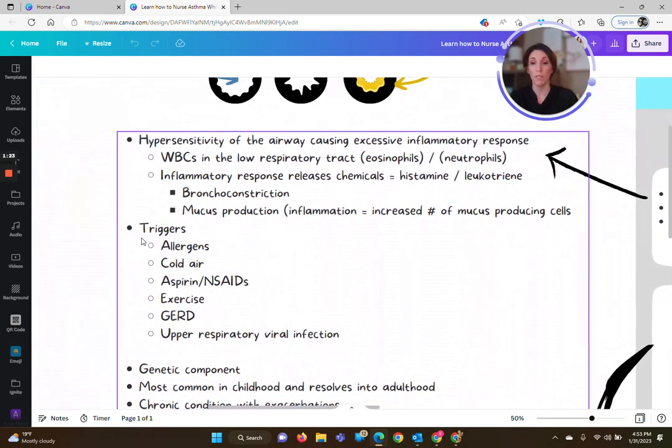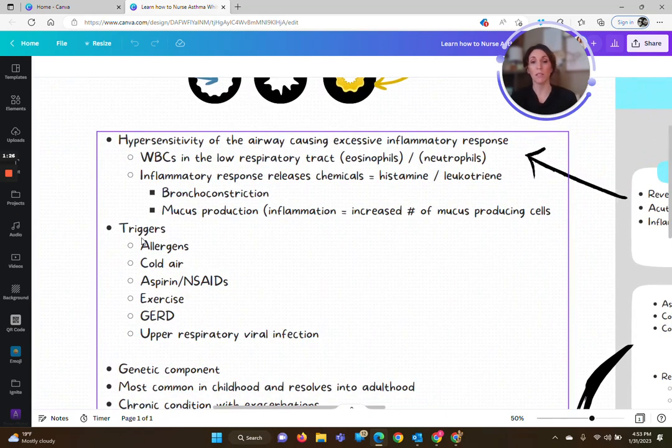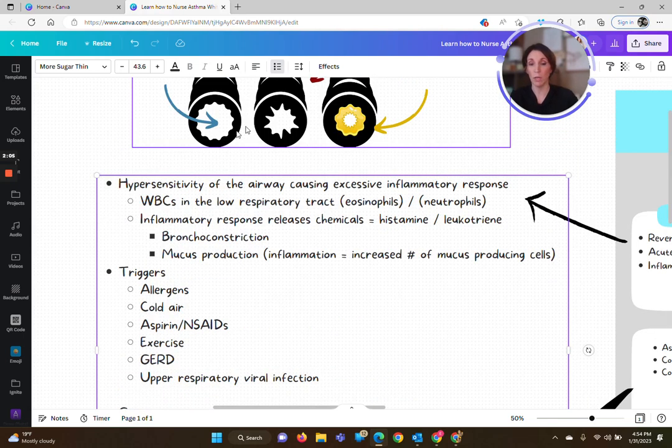So this is a hypersensitivity of the airway that causes excessive inflammatory response. White blood cells in the lower respiratory tract, eosinophils, which are allergy triggered, and neutrophils. The inflammatory response releases chemicals such as histamine and leukotriene, and those are common chemicals that are released in allergy. And then this causes bronchoconstriction, so constriction of the bronchioles, the airway tubes, and then mucus production. Inflammation, an increased number of mucus-producing cells, which leads to this issue that we have up here.